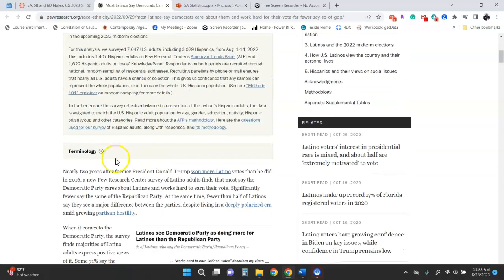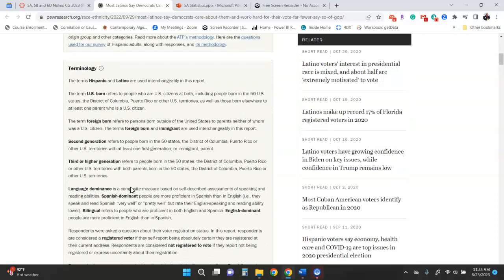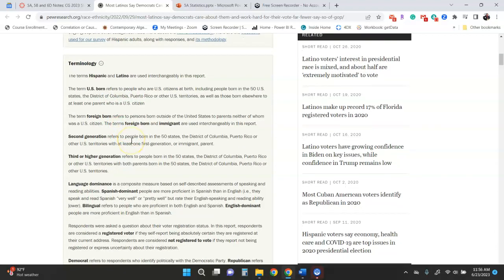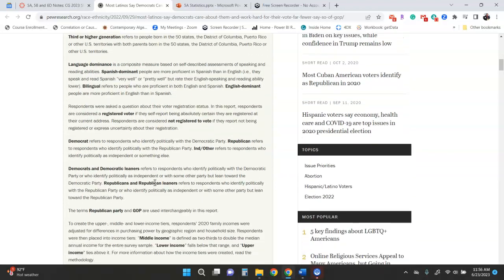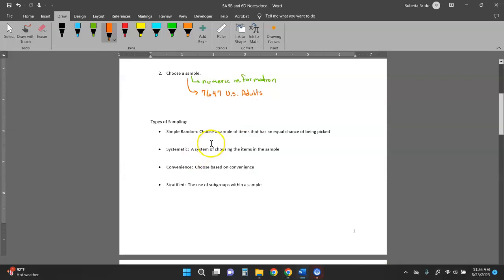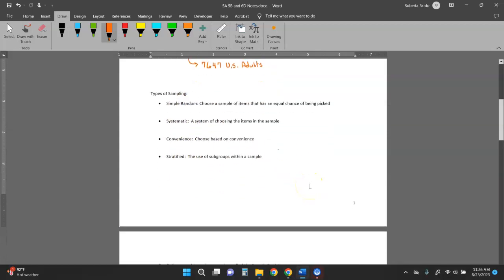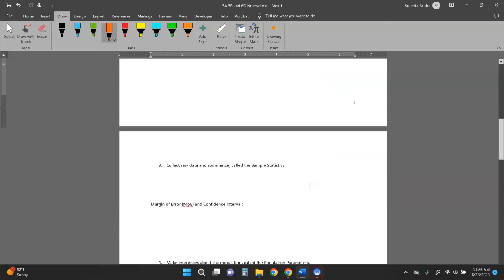If you also look at this, any good reputable survey will give you lots of definitions about what they mean by Hispanic, what they mean by second generation, third generation, and so on and so forth. What they mean in terms of defining Democrats, Republicans, GOP, and the like. All right. So once you have picked out your sample, and you can use any of these 4 methods or multiple other methods, your book just talks about those particular 4 methods, we go on to the actual collection of the data. So we need to collect raw data.